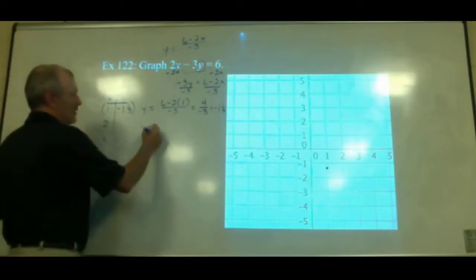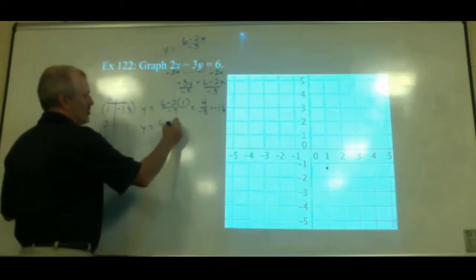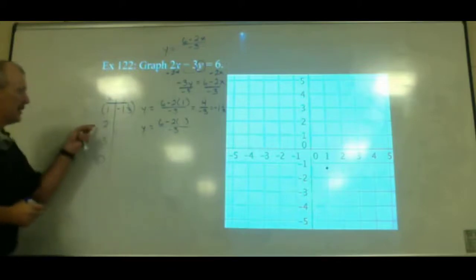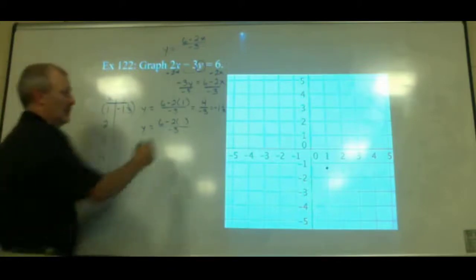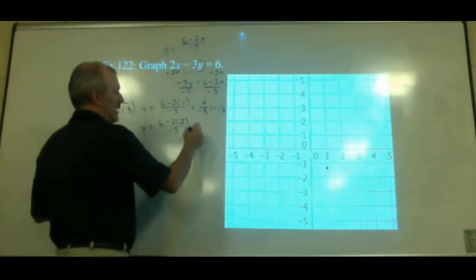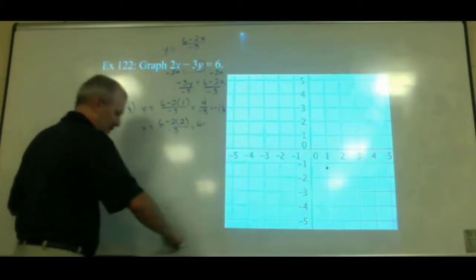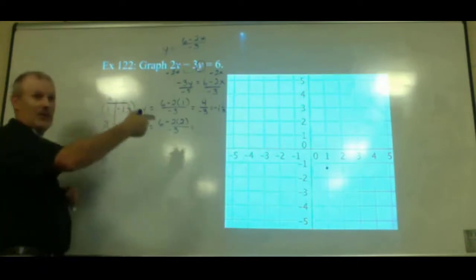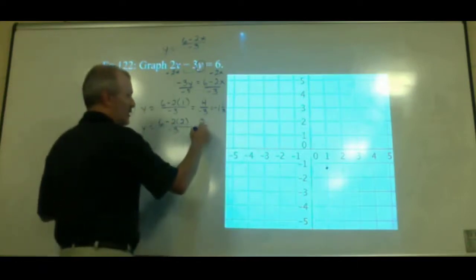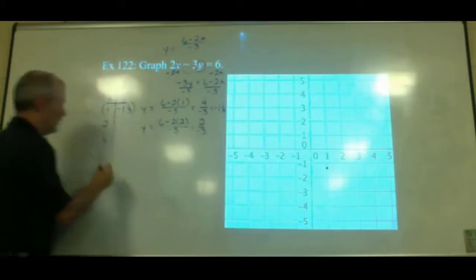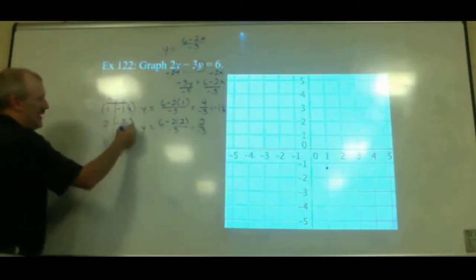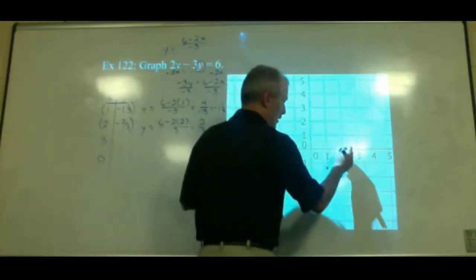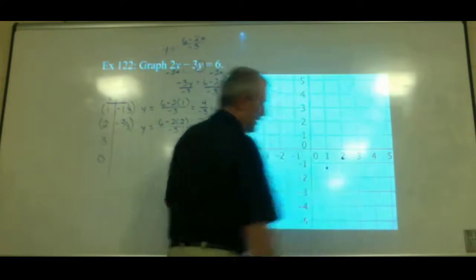y equals 6 minus 2 times something over negative 3, and this time we're putting in 2. So we're going to have 6 minus, oh, we can do this in our heads. What's 2 times 2? 4, and then 6 minus 4 is 2, and it's over negative 3, so negative 2/3. Again, not super nice, but we can graph it. 2, and then down 2/3, which is about right there.